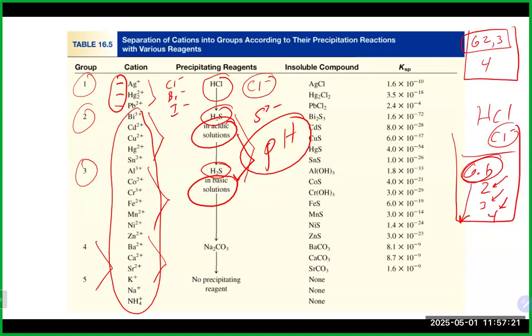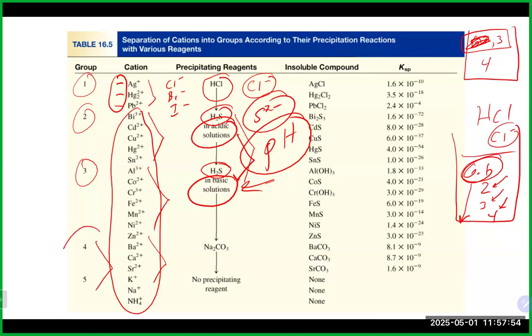Once you get group 2 out of the way, you then can just turn the thing basic, really basic in this case, like a pH of 9 or 10. And now that's going to be the right conditions for group 3 ions to precipitate out, again using the exact same precipitating solution. So as we mentioned before, things like pH are important. It will allow you to selectively precipitate things out. The concentration of your precipitating reagent is also really important.